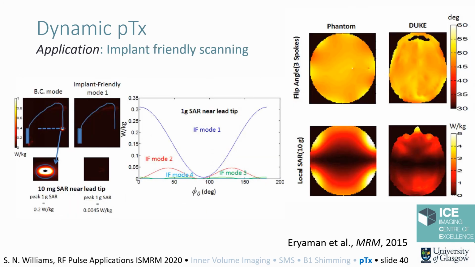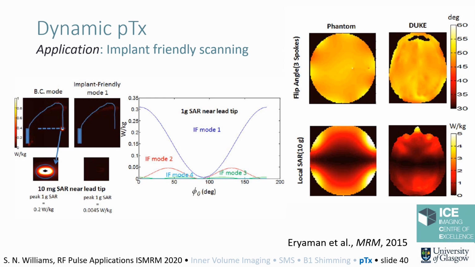One final pTx application I'll leave on harks back to the idea of better or safer SAR management with pTx. Because we do have control over the superimposed electromagnetic fields, methods have been introduced to create implant-friendly pTx excitations. For example, this can be useful even at lower field strengths when neurological devices like deep brain stimulation or DBS electrodes would normally prohibit MRI scanning due to RF heating concerns.